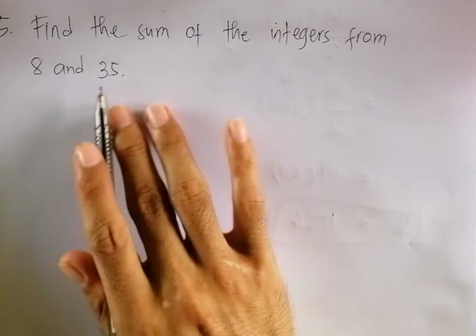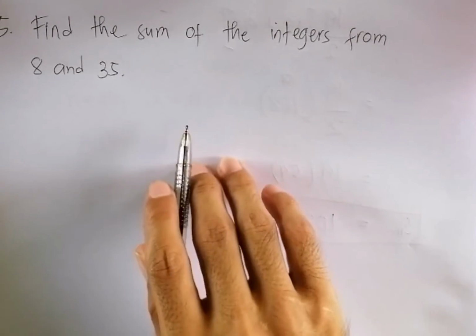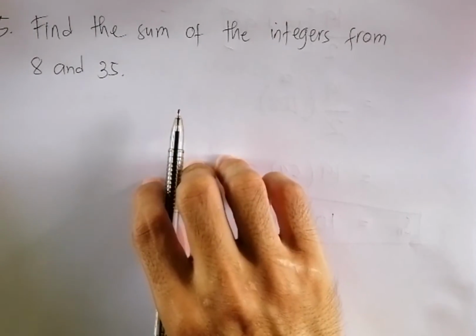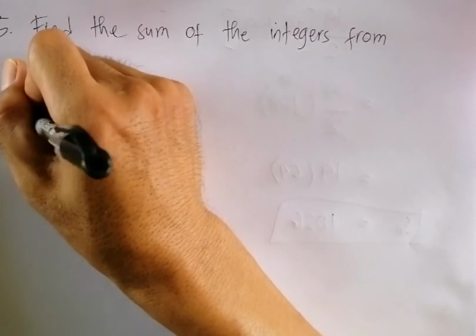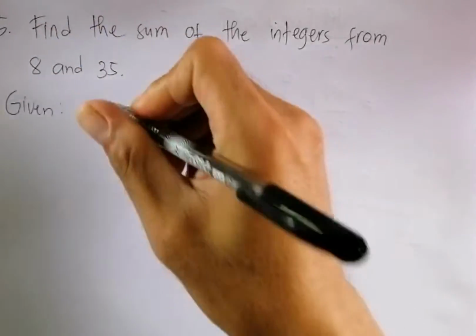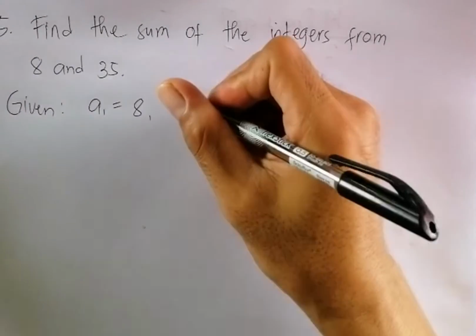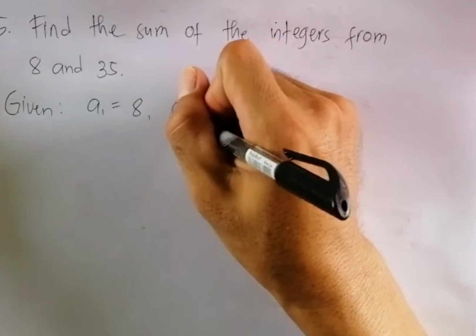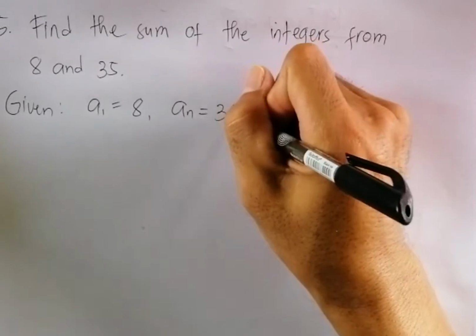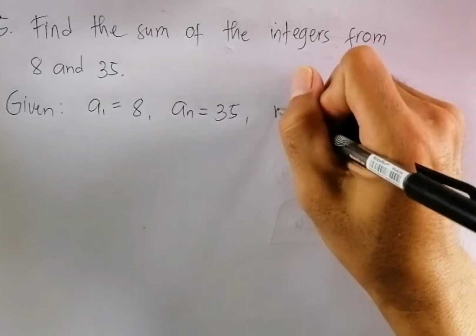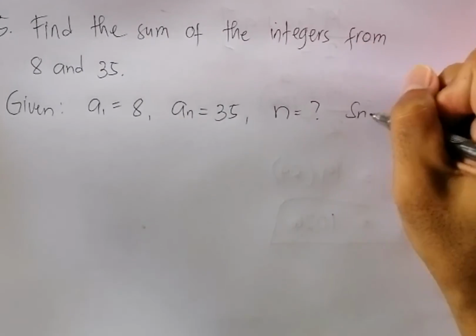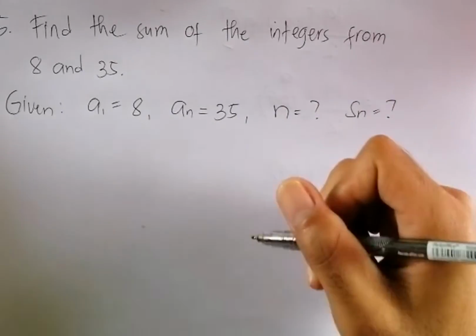Number 5. Find the sum of the integers from 8 to 35. So 35 is given. So a sub 1 is equal to 8. a sub n is 35. The unknown is n, so we're going to find n.